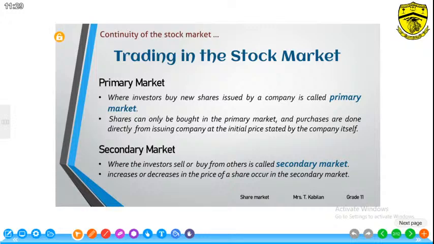Today we are going to see other important terms that are used in the share market. Again, I have noted some of those terms with examples. Now let us see these points. First one, primary market. What do you mean by primary market? Primary market is the market where investors buy new shares issued by a company.